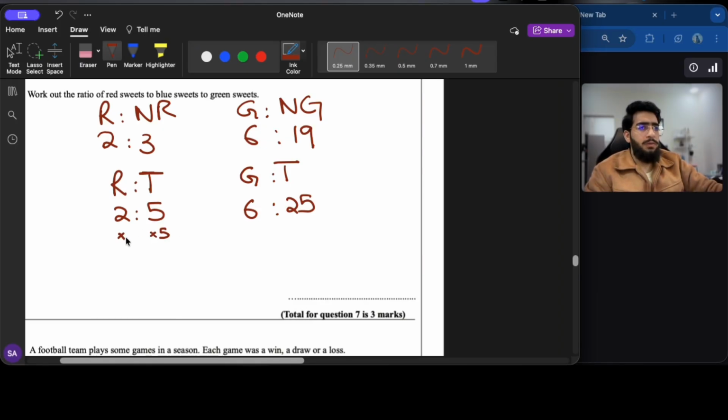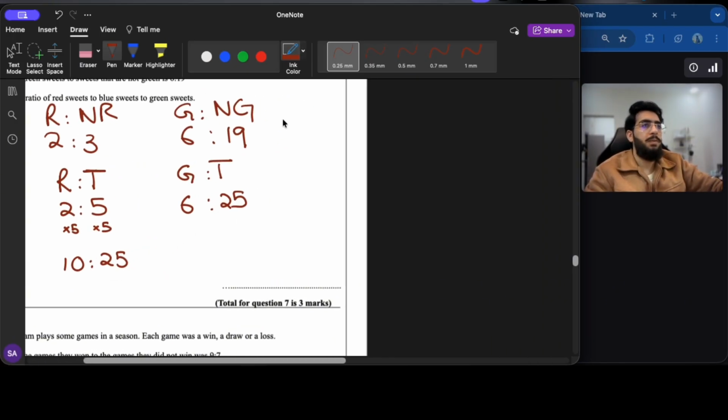And then I have to do the same thing over here. So this would become 10 ratio 25, and then this would stay 6 ratio 25. So I know I can just write it into a simple or combined form now. Red ratio total ratio green would just be 10 ratio 25 ratio 6.